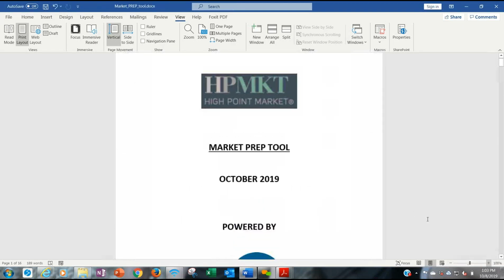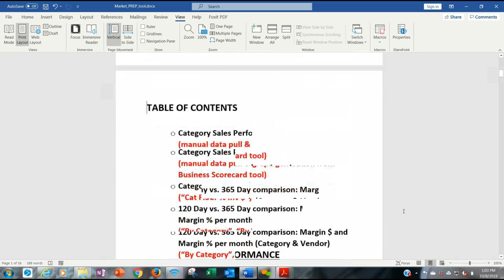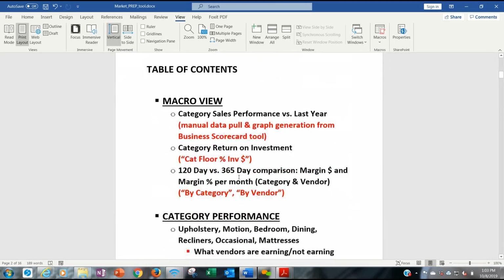I'll try to enlarge this now as we go through it. So, starting with the table of contents, in some of these views I've used in the past, I start with a macro view. What I mean there is a high-level view. The first item we look at is category sales performance versus last year. What we're doing here is using the data from the weekly business scorecard, basically a year-to-date view, and looking at each category's overall performance compared to last year by location. This is basically a manual data pull, but using the data from the scorecard, I then generate a graph on that, and I'll show you what that looks like.